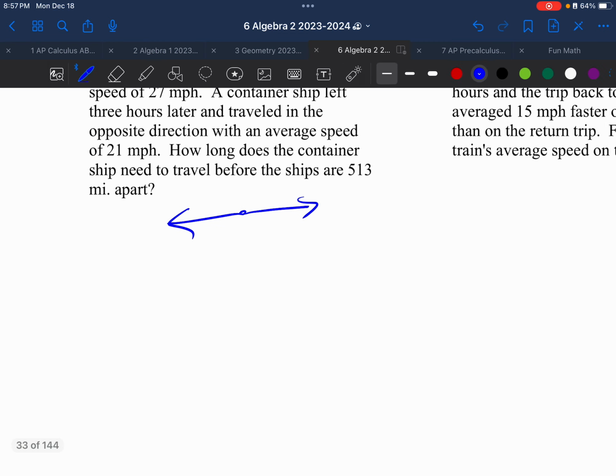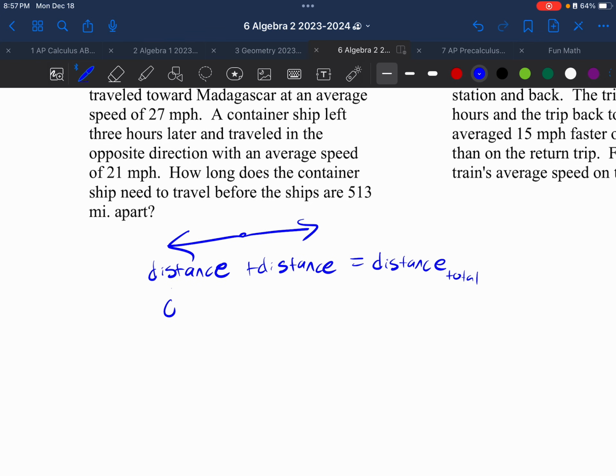It's a way that we simplify our problem. So this is kind of like a distance plus distance is equal to distance total. So we can just add them. Again, the way that we find distance is equal to rate times time.